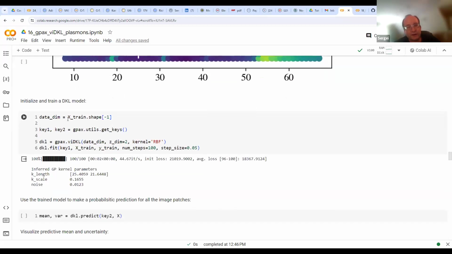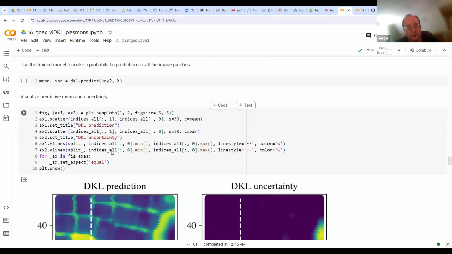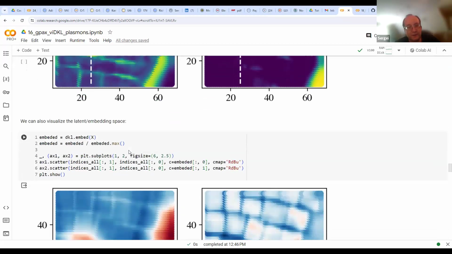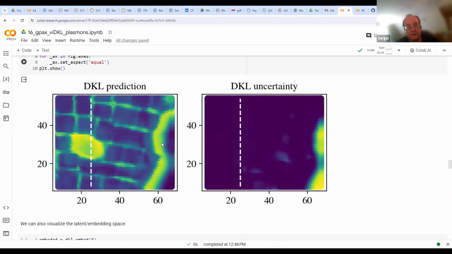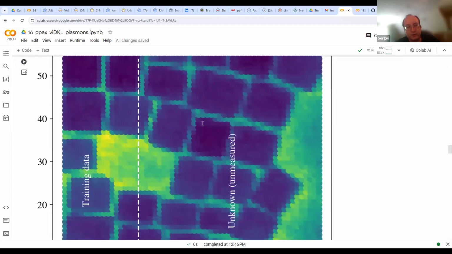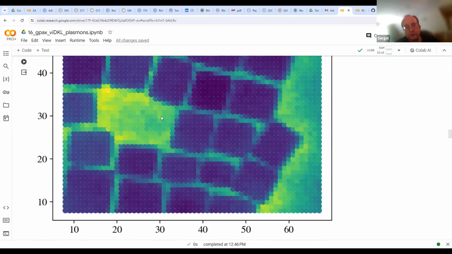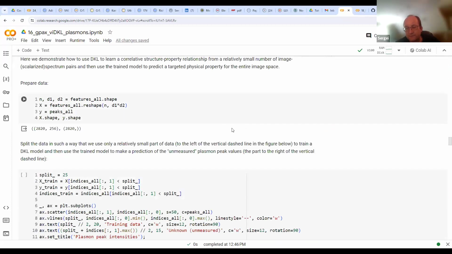So we train our deep kernel learning model like this. This is roughly the same way how we've done it before. And this is how the prediction and uncertainty look like. The result is actually super interesting. First of all, we need to compare it to the ground truth. Ground truth shows that there are bright features here. There are bright features here. These are our edge plasmons. There is something going on inside these cracks between the particles.